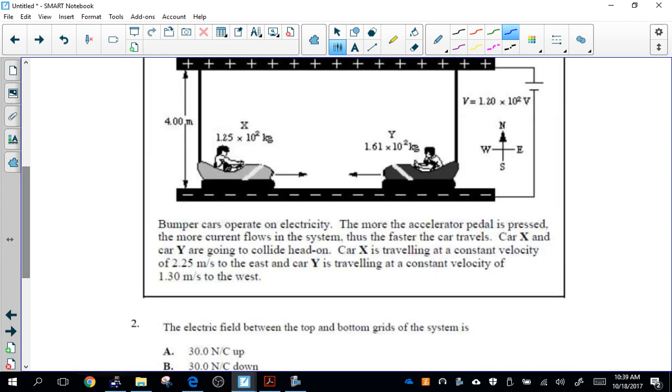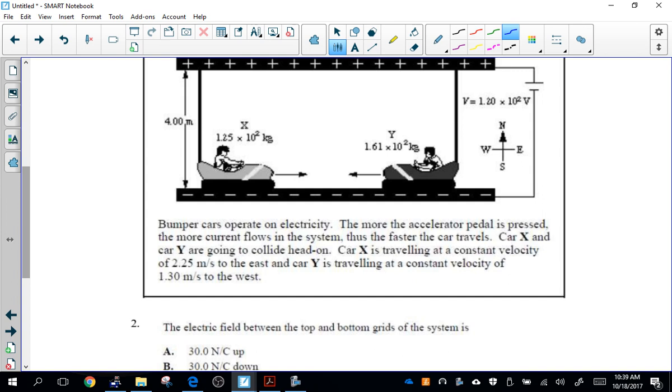All right, bumper cars operating on electricity. The more the accelerator is pressed, the more current flows in the system, thus the faster the car travels. Car X and car Y are going to collide head on at constant velocity. This looks like a collision question, right? PI equals PF. In fact, we could do that. It just wouldn't help us with the electric field between the top and the bottom of the grids.